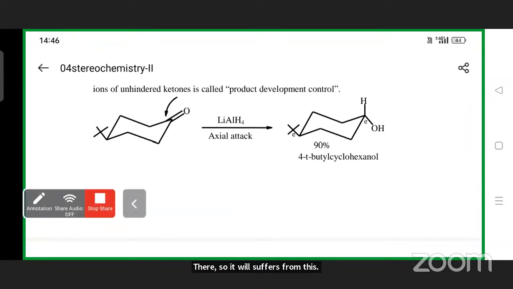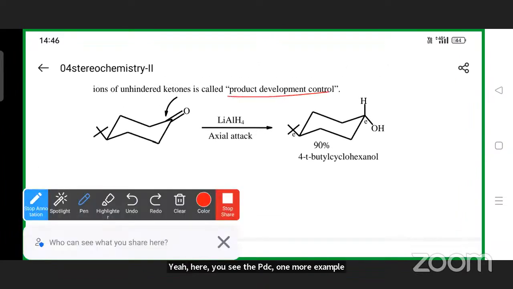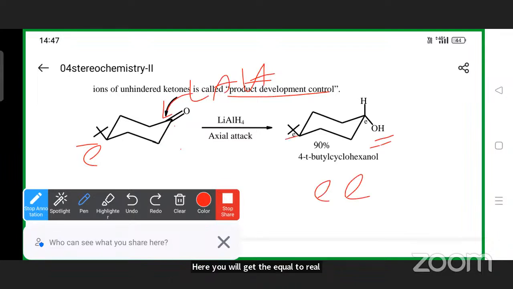Yeah, here you see the PDC. One more example under this PDC, product development control. So this is equatorial. For example, if the reagent is lithium aluminum hydride and it attacks from the top side here, you will get the equatorial alcohol. So generally this equatorial is more stable.